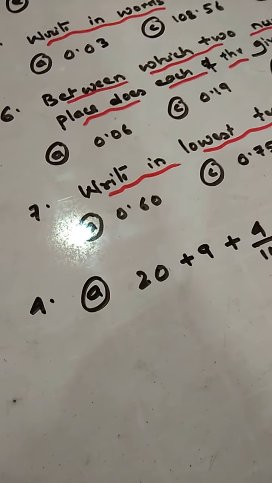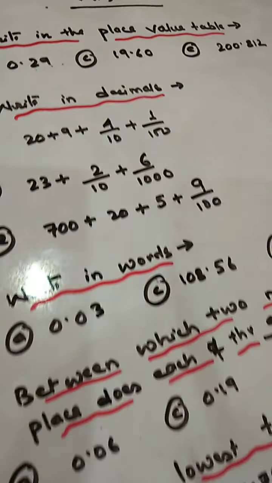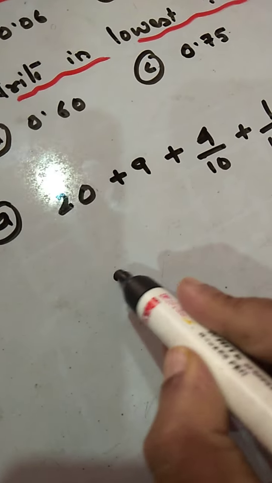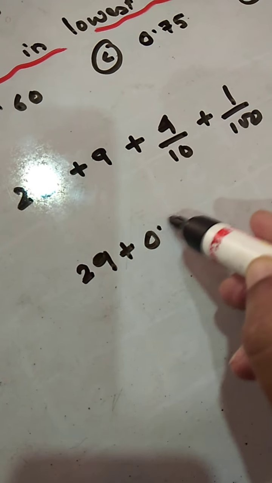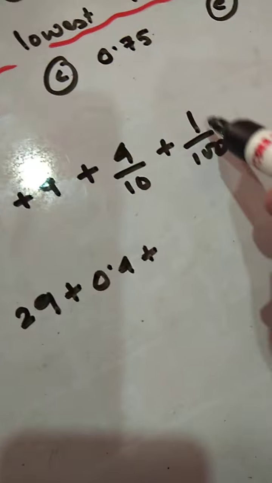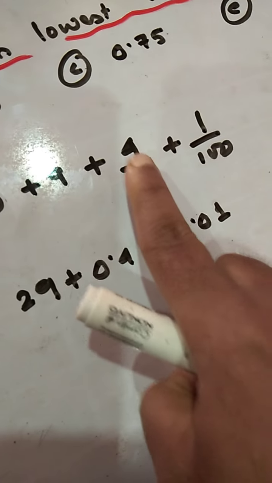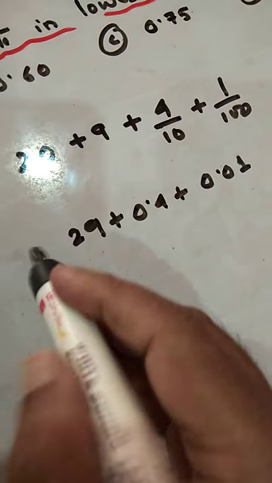Okay, so let's move on to sum number 4. Now in question number 4 we have to convert all this expanded form into the decimal form. It's also very easy. So 20 plus 9 is 29. 4 by 10 means 0.4. And what is the meaning of 1 by 100? That means 0.01. So we have to convert all those fractional forms into decimal form first, and then finally we have to add.